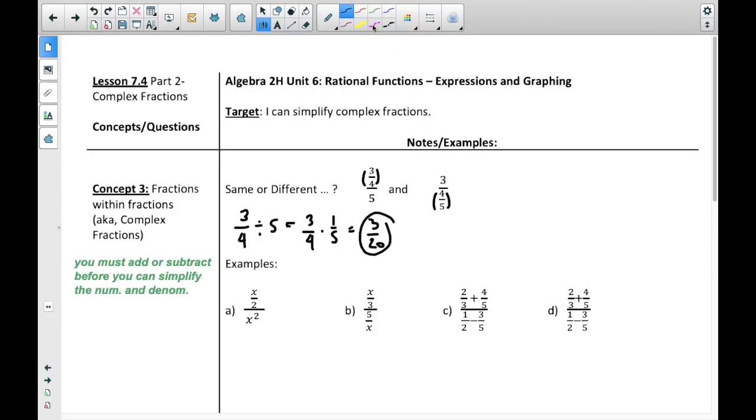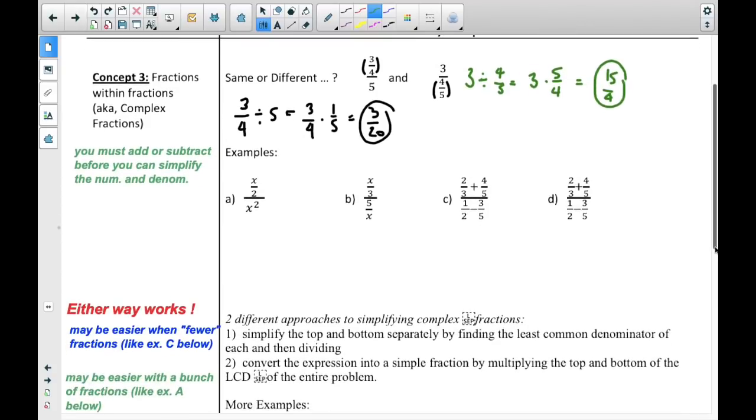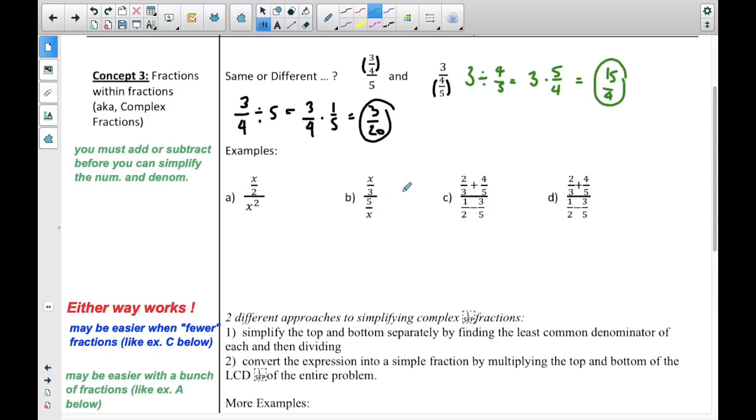Okay, well, how about the other one? Well, the other one, once again, if this is a division problem, then that means we need to rewrite it as a multiplication problem. And that comes out to be 15/4. So no, they are not the same thing. And my point there is just to make sure you understand what's in the denominator, what's in the numerator, and how some of those things work.